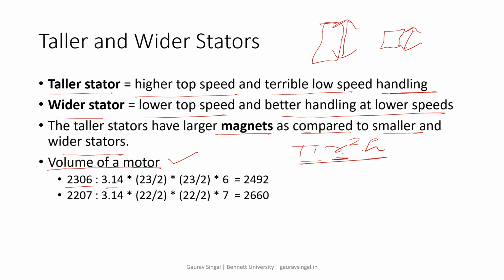Clear? You can see volume is 3.14 into 23 by 2 into 23 by 2 into 6. That is 2492. And same in the case of 2207: 3.14 into 11 into 11 into 7, that is 2660.